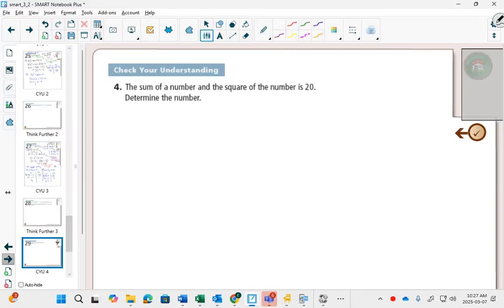We have a word problem, and we're going to have to take this word problem and put it into algebra. So it says the sum, which means adding, of a number and the square of the number is 20. So I don't know what that number is. I'm going to call it x. You could call it n. And it says the sum of the number and the number squared is 20.